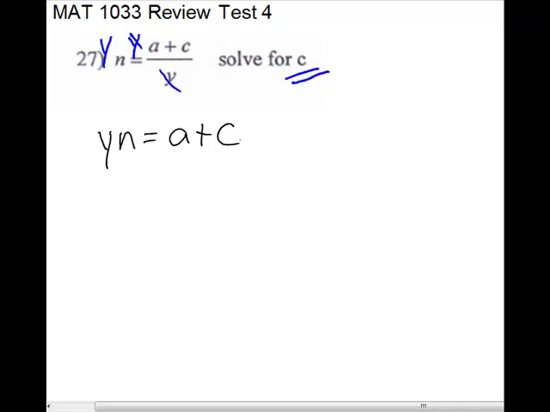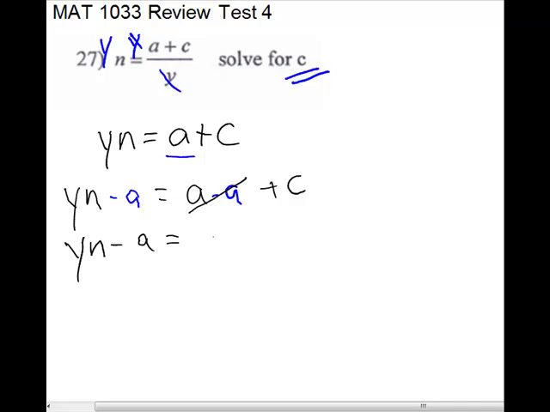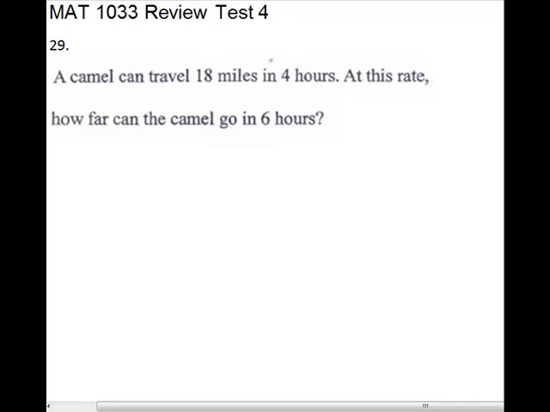And now we go on the side of the variable that we want. So we want c, go on that side, which means to take off the a. It is a positive a, so we're going to take it away. So yn minus a. And on this side, you're going to take it away. It will cancel. That's your goal. Nothing you can do on the left-hand side. But your c is isolated. That was your goal. Problem 29, we have a word problem.